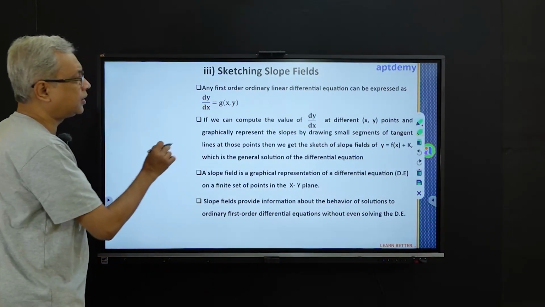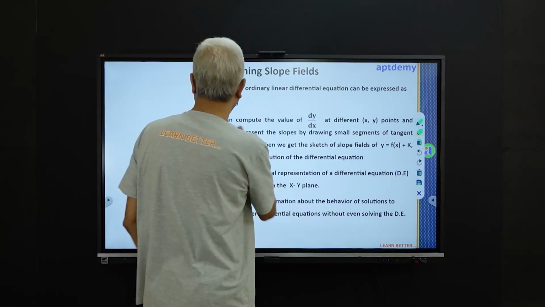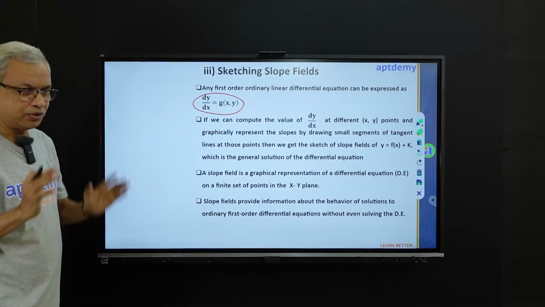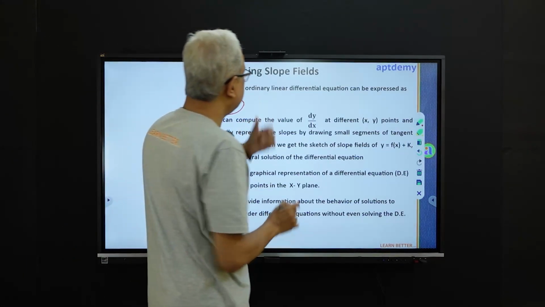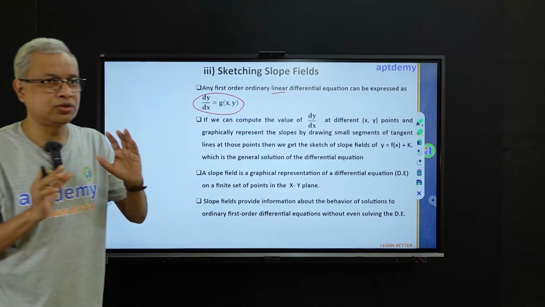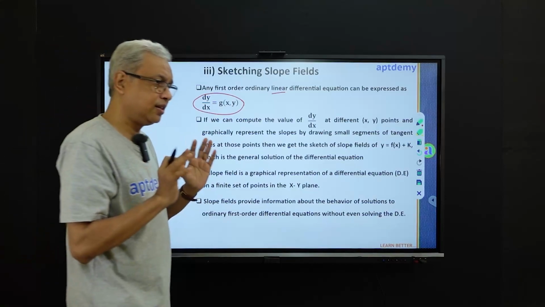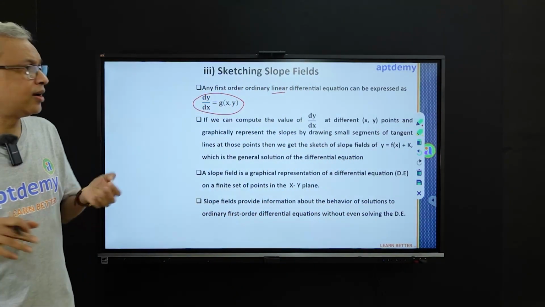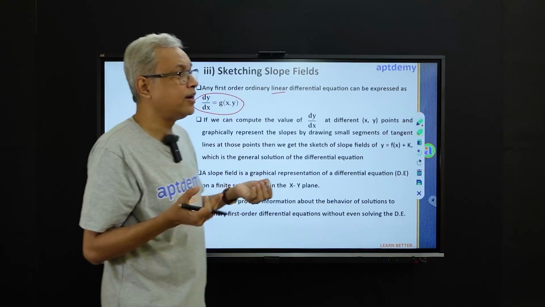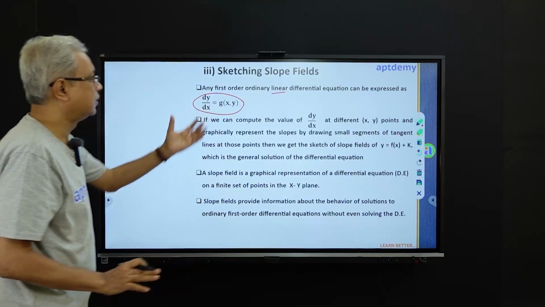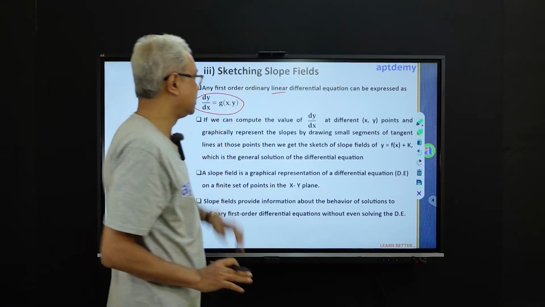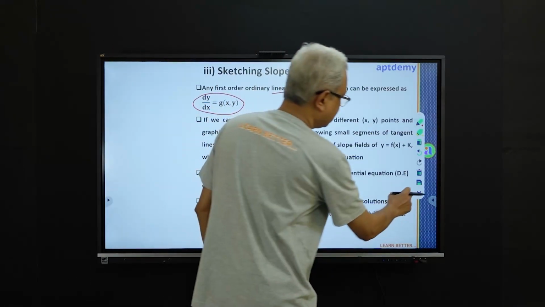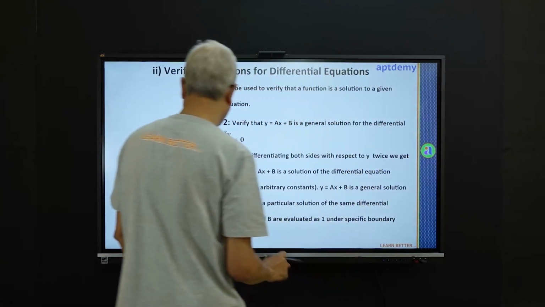So any first order linear differential equation can be expressed as dy/dx equal to a function of x and y, but the only thing is that since it is a linear equation, the terms y and y dashed will appear as linear terms. That means no y square or sine y or ln y dashed. This type of terms are not there in the linear differential equation.